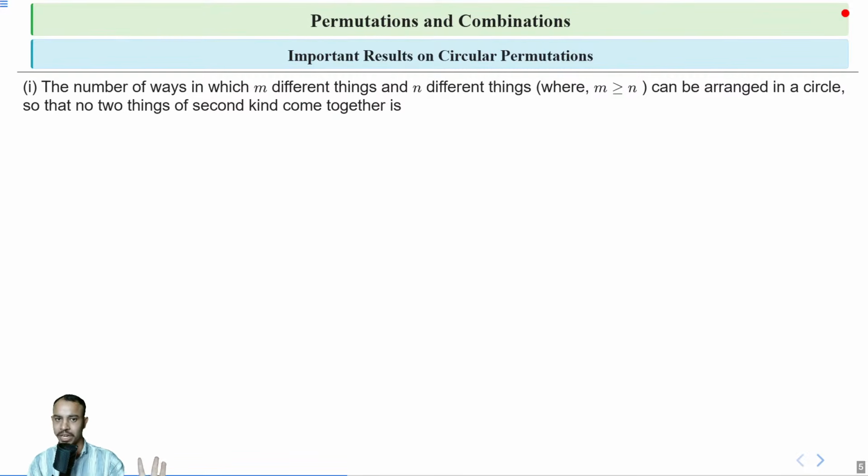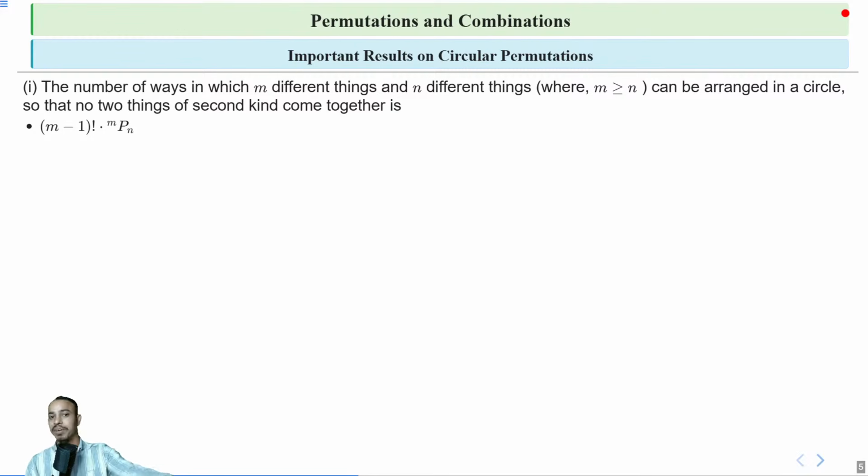In the first result we have a condition: no two things of the second kind come together. So we have to find the number of ways in which m different things and n different things, where m is greater than or equal to n, can be arranged in a circle so that no two things of the second kind come together. The number of ways is (m minus 1) factorial times mPn. How do we get it? That we will discuss now.